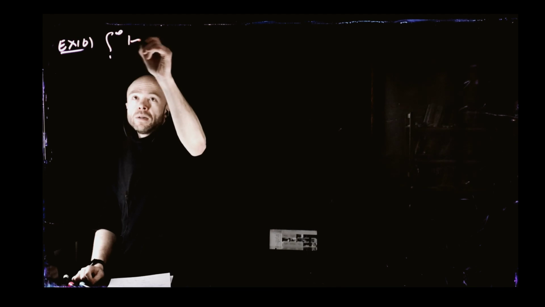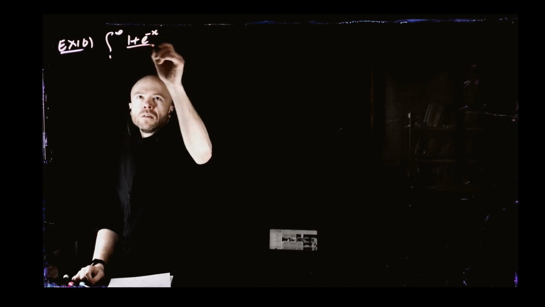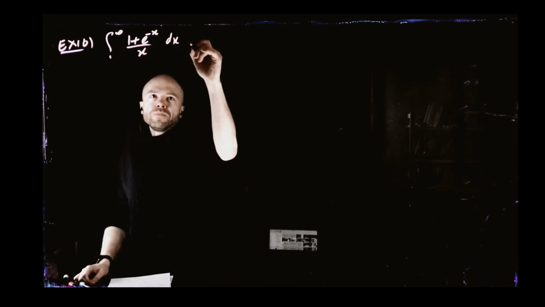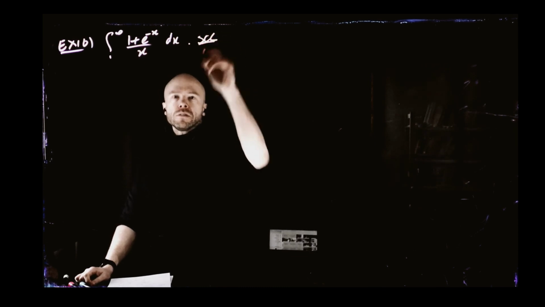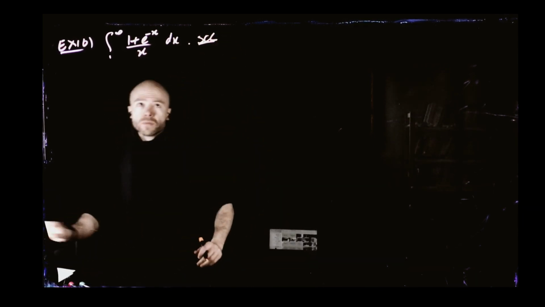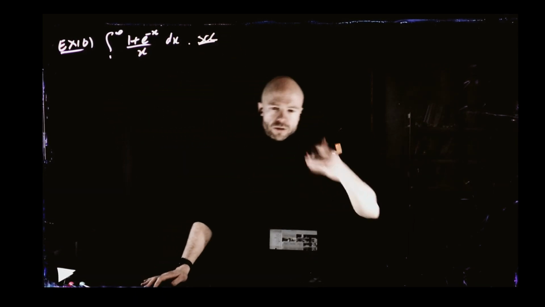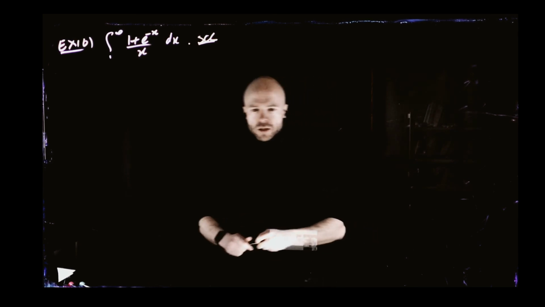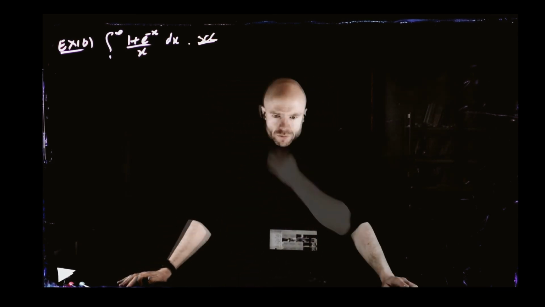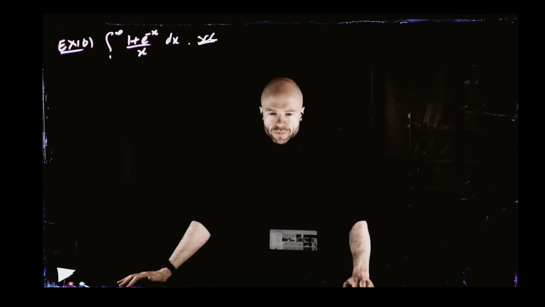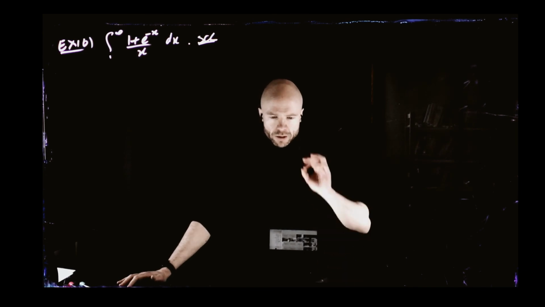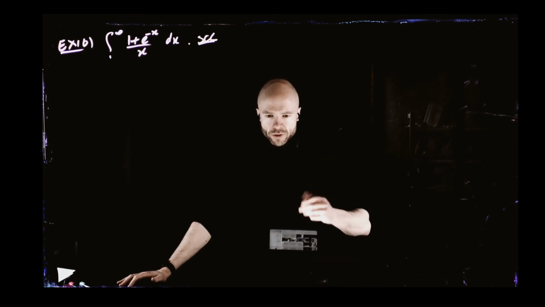Example 10, what about this? The integral from 1 to infinity of (1 plus e to the minus x) over x dx. Solution. Let's use the principles we've been talking about. Firstly, do you think it's going to converge? Think about the graph of this function. Picture it in your mind. And then compare it to the cutoff function, the critical guy, which is 1 over x.